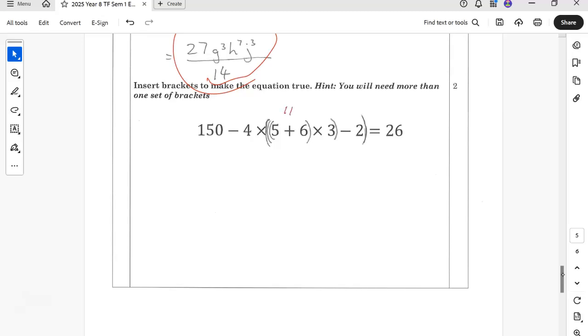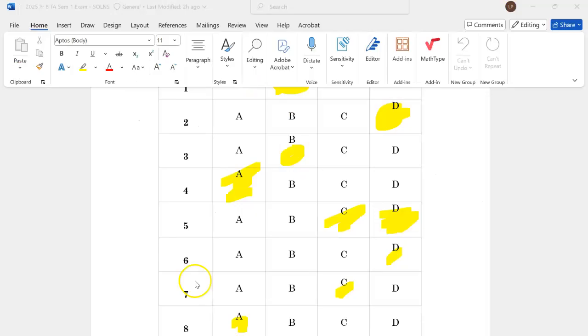In the last one here, the first lot of brackets goes around the 5 and the 6, that becomes 11. The next bracket goes around the 3, 3 times 11 is 33. And then that's minus 2 becomes 31. So 4 times 31 becomes 124, and 150 minus 124 equals 26. So 1, 2, 3 brackets.